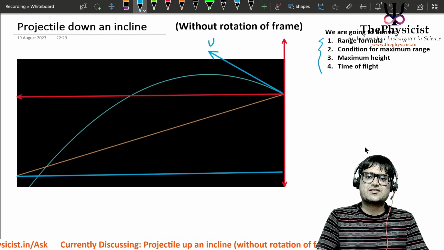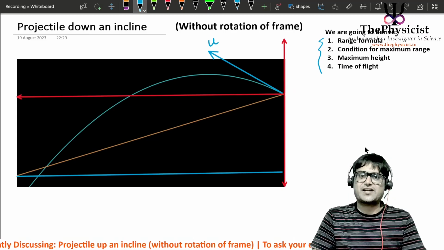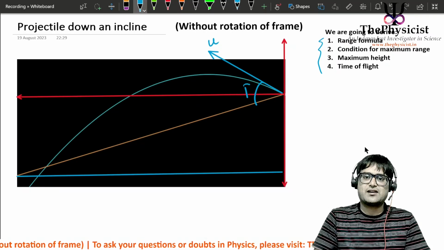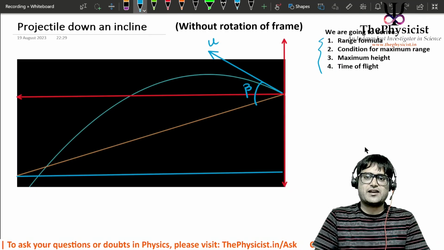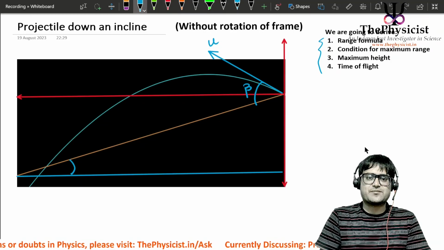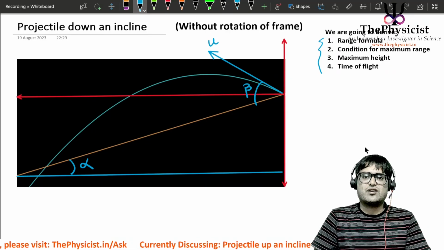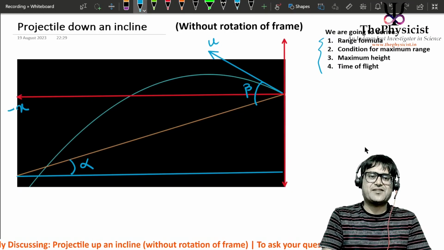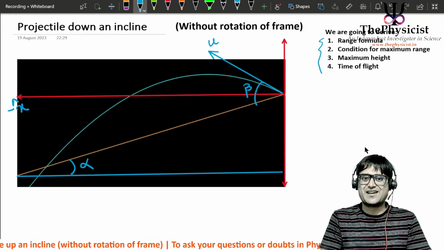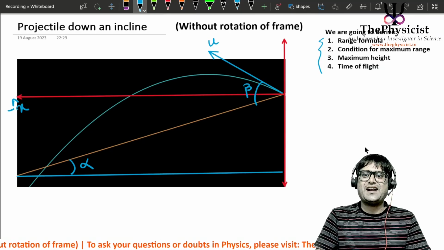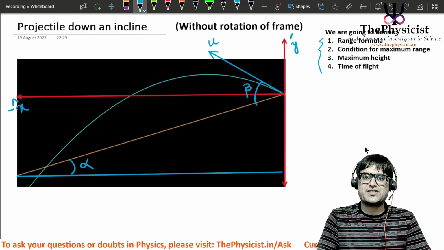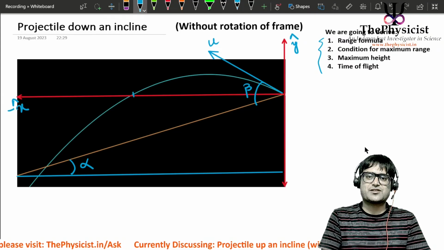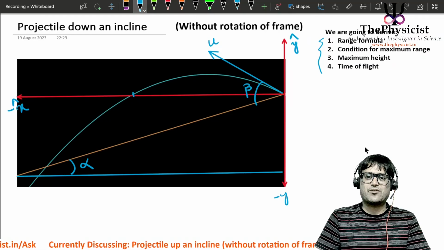First, this time we're throwing a projectile at an initial velocity u at an angle beta to the incline. This orange line is the incline. And this incline itself is making an angle alpha with the horizontal axis, right? So this is my x-axis. As you can see, this is in the negative x cap direction because the projectile is this time going in the negative x direction. Initially it will go up the y-axis, and then eventually beyond this point it is going to go down the y cap, right?